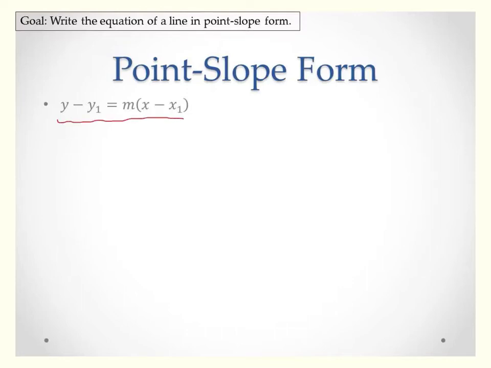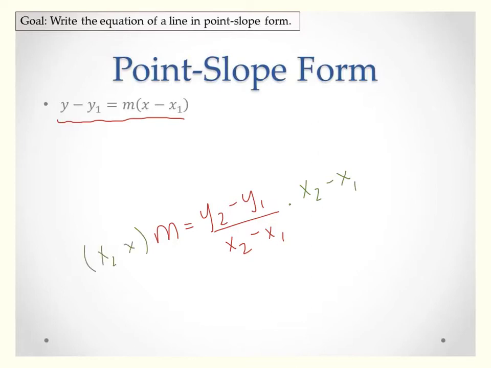y minus y1 equals m times x minus x1. And it's actually your slope formula rearranged. If you want a way to remember it, here's your slope formula. If I multiply both sides by x2 minus x1, that cancels out. That is your point slope form, except we've dropped the sub 2's, and so that's just backwards, but that's your point slope form.